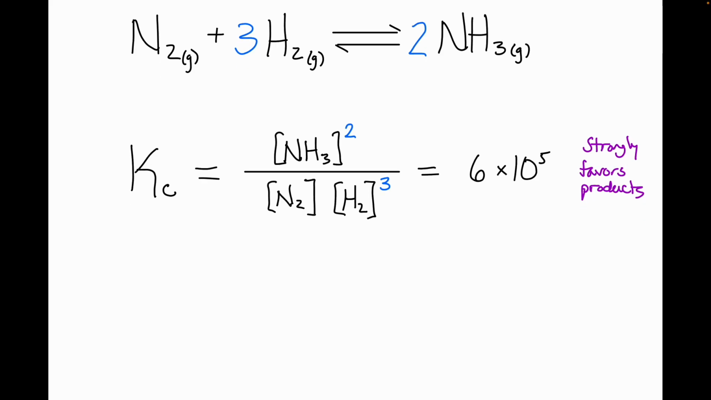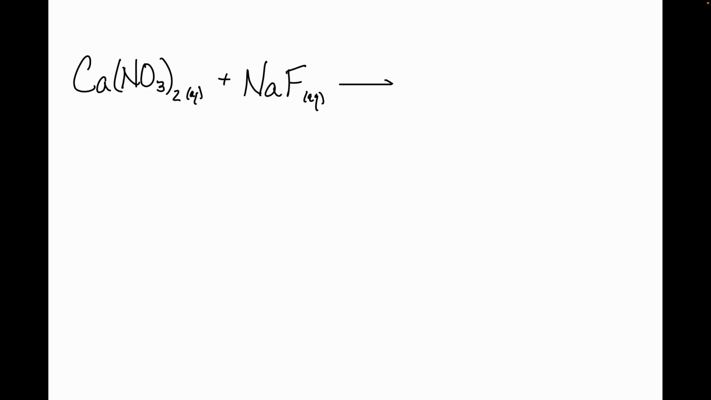Cool. All right, another one. These reactions tend to be really strongly favoring the products. All right, let's do calcium nitrate. These are now aqueous. Oh, nitrate, I need 2 of them. We combine that with sodium fluoride, also aqueous. We get these precipitation reactions, where we form solid calcium fluoride and aqueous sodium nitrate.